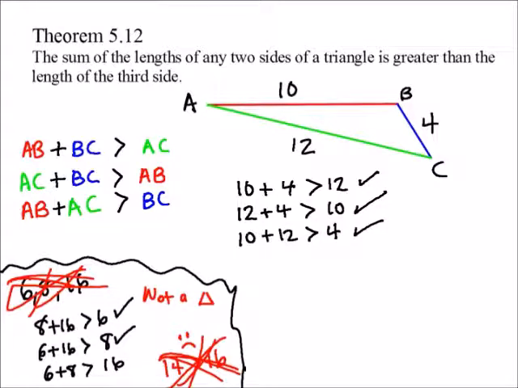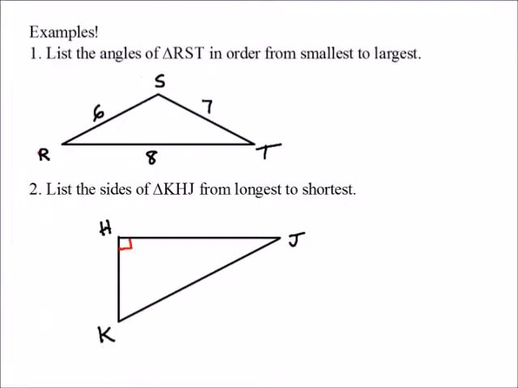Let's go ahead and move to some examples. I want you to list the angles of triangle RST in order from smallest to largest. How do we do that? Well, we know the three side lengths of RST. RS is 6, ST is 7, RT is 8. Remember I told you the largest angle is across from the longest side. The smallest angle is across from the smallest side.